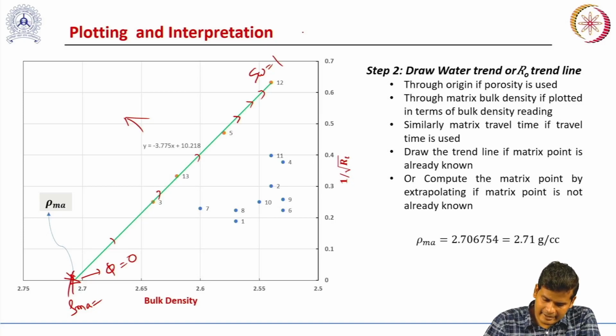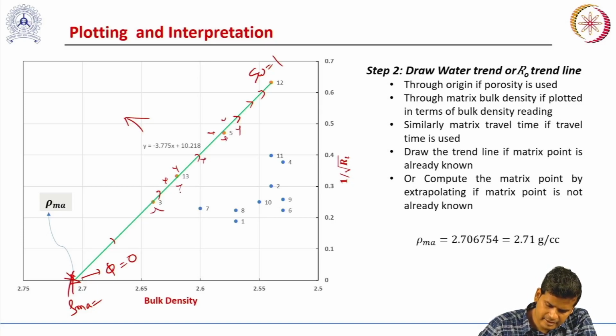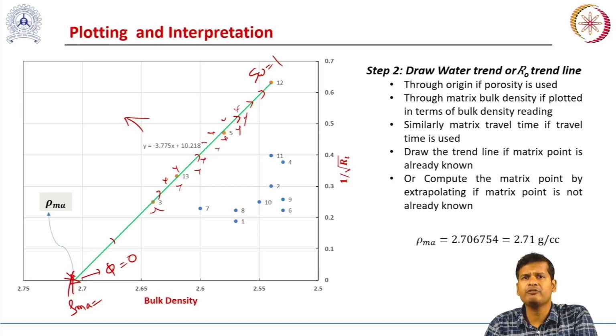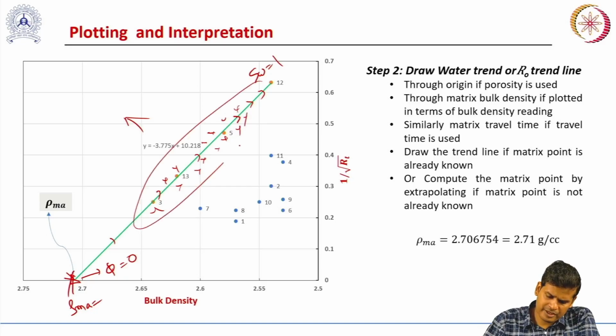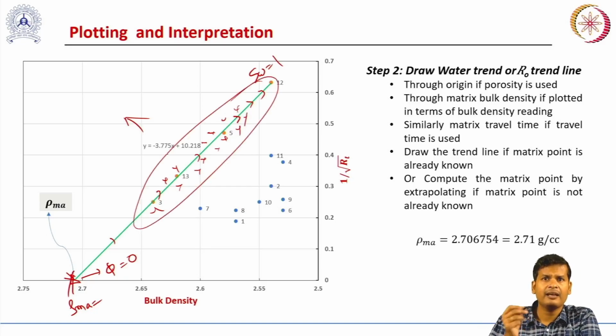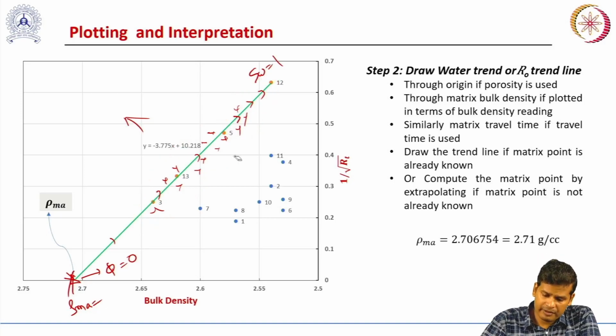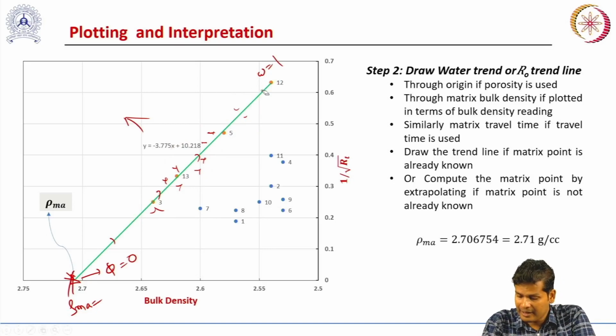In reality, you will have a number of points like this. All the points will not fall on a single straight line. You will have a cluster of data points, and those data points could be identified as a water bearing trend, and a best fit line could be plotted to find the value of rho ma. So this way my water bearing trend line can be plotted.